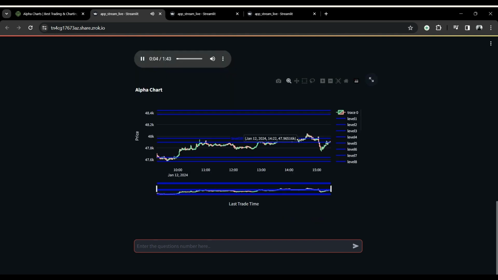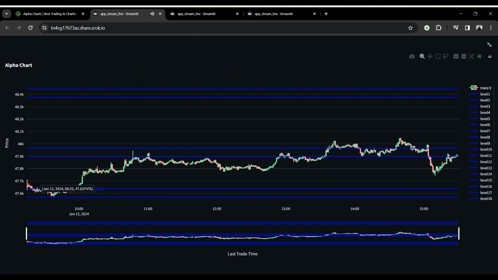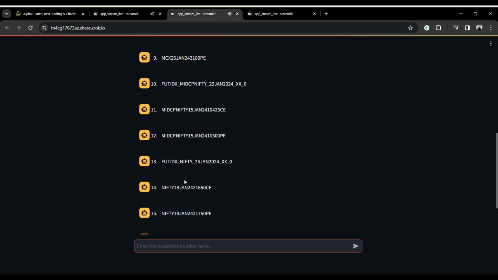So let me see the index results. So here's the index chart. If you noticed, the price is very well aligned. The buyers were here on the first line, and the sellers were here on the second line. I guess one trade is more than enough for a day. And let us move on to the CE chart.